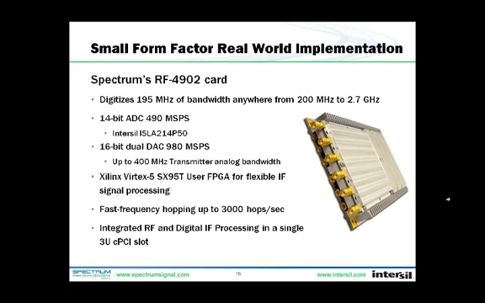It uses Intersil's ISLA 214P50 ADC, sampling at 490 megasamples per second at 14 bits. We selected this ADC because it offers a higher sample rate than any other 14-bit ADC currently available, and also it consumes less power than others in its speed range. The board also has an Analog Devices AD9122 dual DAC, sampling at 980 megasamples per second at 16 bits, and that enables us to transmit signals up to 400 megahertz wide.